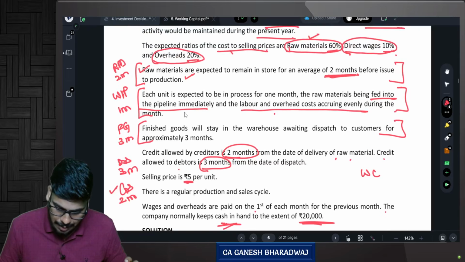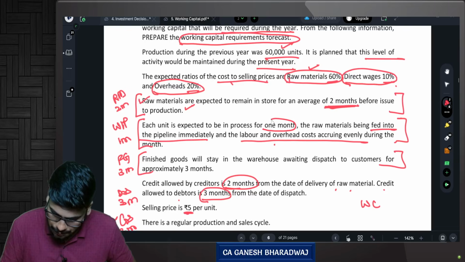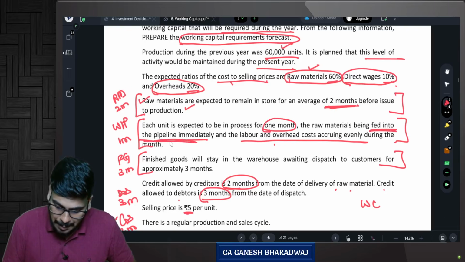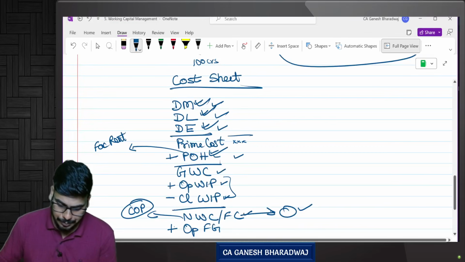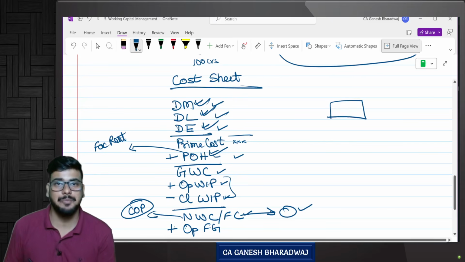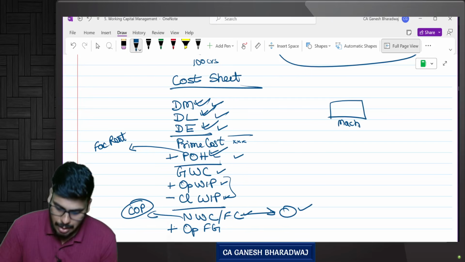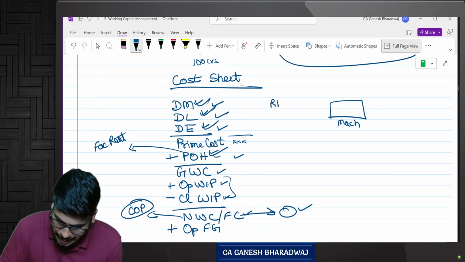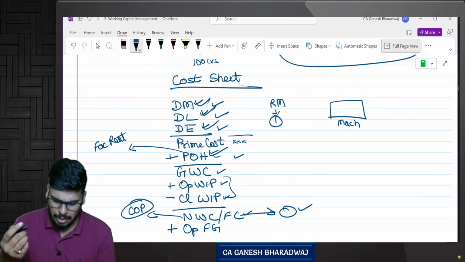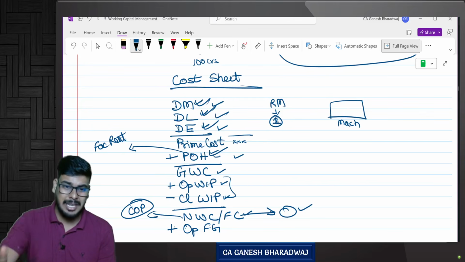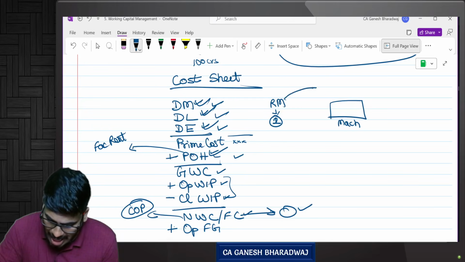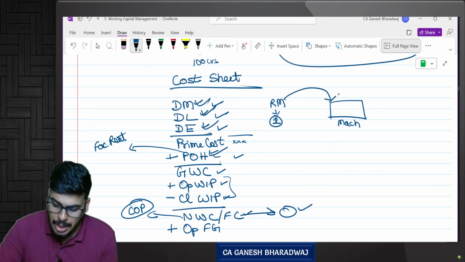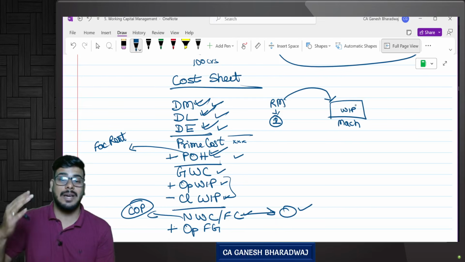Now look at this, what they have given. Each unit is expected to be in process for 1 month. The raw materials are being fed into the pipeline immediately, and labor and overhead costs accrue evenly during the month. Very, very important. Now, look at this. This is a machine, right? First, raw material. I had this raw material for 2 months, right? We saw the raw material was remaining as raw material untouched for 2 months. Once this 2 months got over, I poured this entire raw material into this machinery. This is where my processing happens.